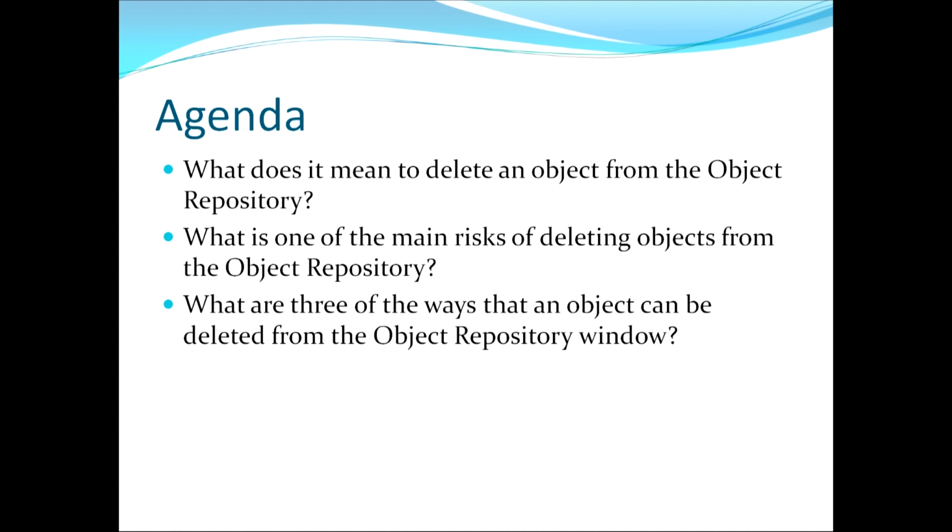This now concludes our video where we've covered the following three topics. First, what does it mean to delete an object from the object repository? Second, what is one of the main risks of deleting objects from the object repository? And third, what are three of the ways that an object can be deleted from the object repository window?